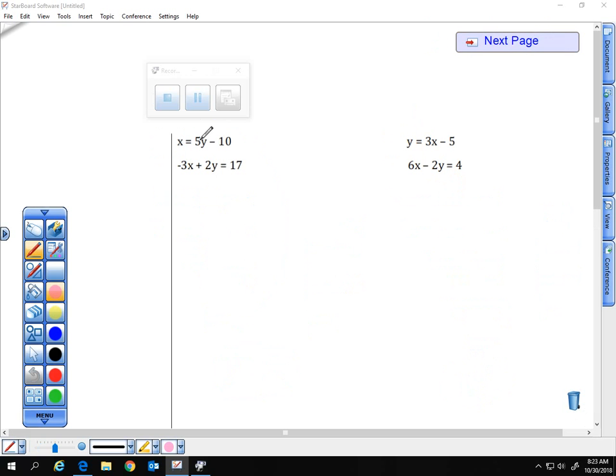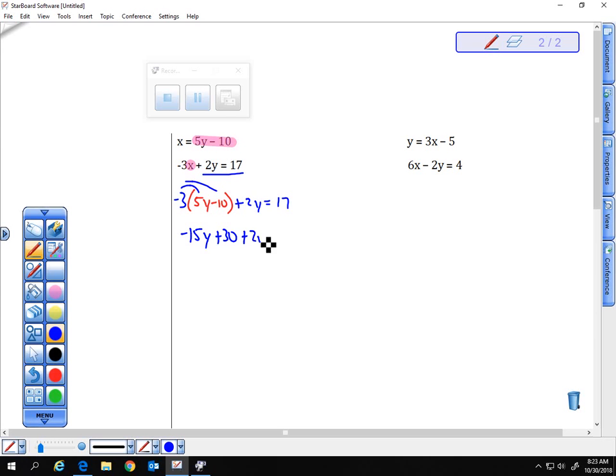This one here is getting a little bit more difficult, but I have that 5y minus 10. That's what x equals, so I'm going to have to replace the x with that. So negative 3 times 5y minus 10, and then the rest of it, plus 2y equals 17. Distributing the minus 3 throughout is going to be a minus 15y, a plus 30, plus 2y equals 17. Combining my y's, a minus 15 and a plus 2 is a minus 13y, still with the plus 30 equals 17. Subtract 30 from both sides. We'll have negative 13y equals negative 13. Divide by negative 13.